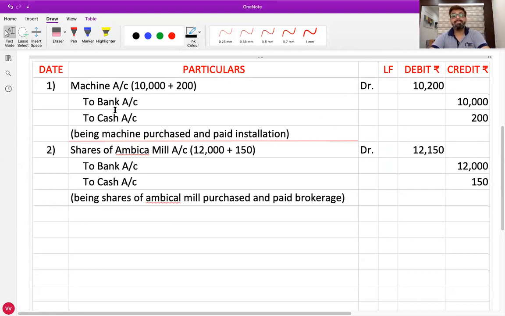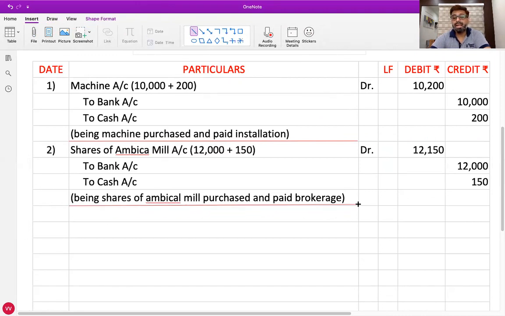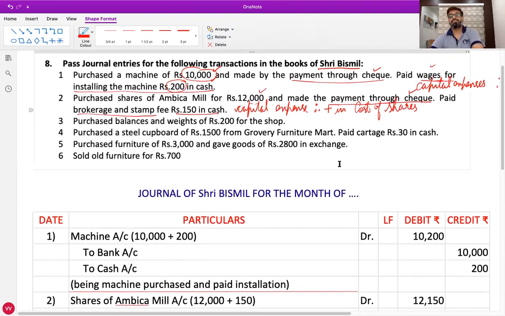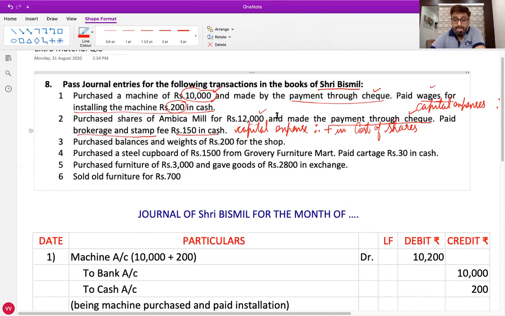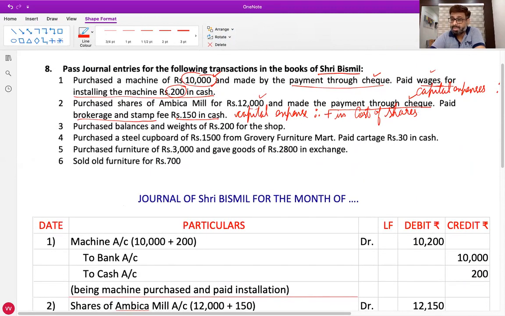All of you repeat. Shares comes in. Debit what comes in. Therefore, shares of Ambika Mill account debit. Okay, and you'll debit it with 12,000 plus 150, including brokerage, 12,150. Brokerage should not be debited separately.